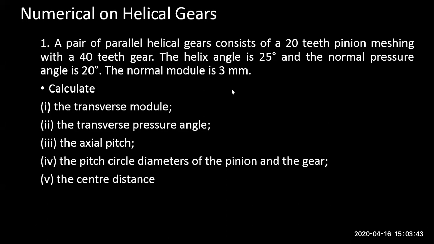This is all the data as given. Check out the question. A pair of parallel helical gears consisting of 20 teeth on pinion, meshing with 40 teeth in gear, helix angle 25, and normal pressure angle 20. The normal module is 3 mm. So module everything is given. You don't need to find anything, and what you need to calculate is given already over here.